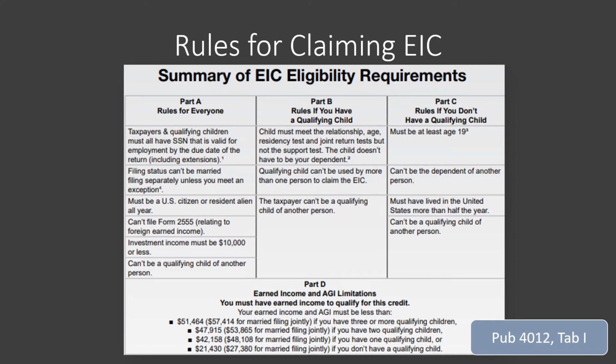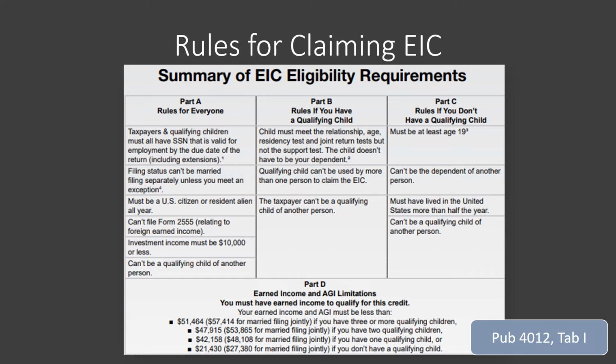And then in addition to those things, the investment income for this taxpayer or this family must be $10,000 or less. The purpose of the credit is to help working families to supplement their wages, right? So if this is a family that has low wages, but they're getting a lot of investment income, it kind of defeats the purpose of the credit. So that's why the investment income is limited. And then the person who is claiming this credit can't be a qualifying child of another person.